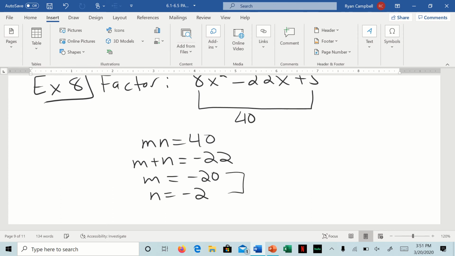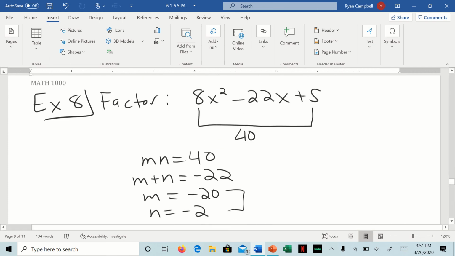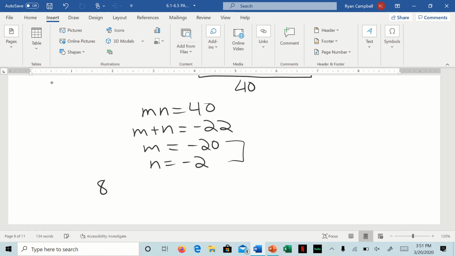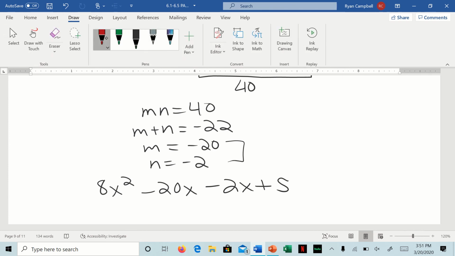Again, there's no rhyme or reason for these two. They can go in any order. If you do it in the opposite order and you do it correctly, you and I will end up with the exact same answer. So we get 8x squared minus 20x minus 2x plus 5. We separate those out. Remember, we want to make sure to add that negative to include it in.